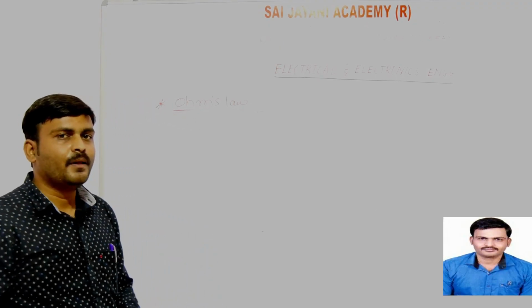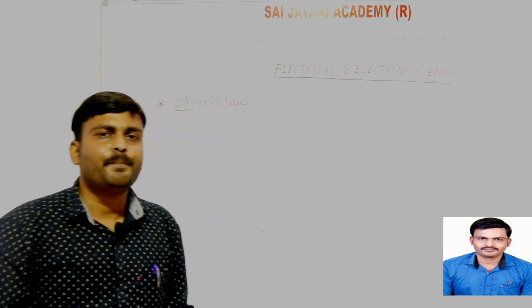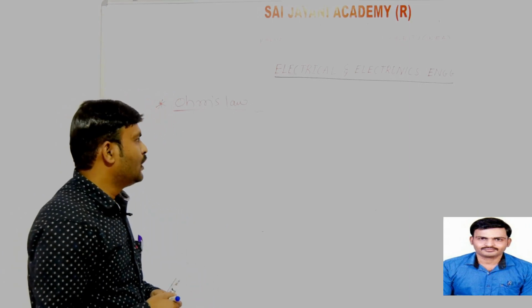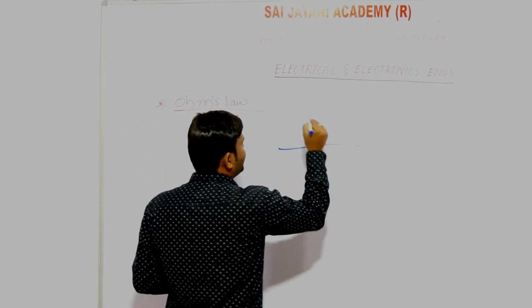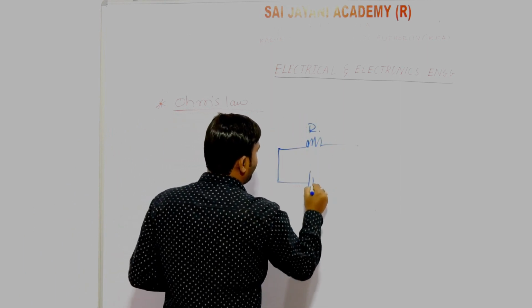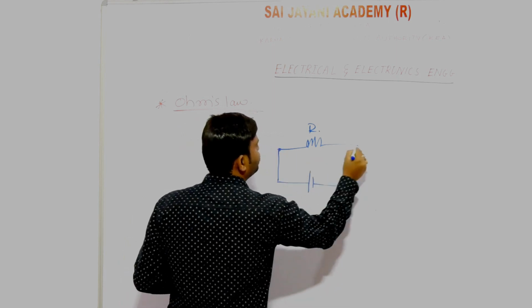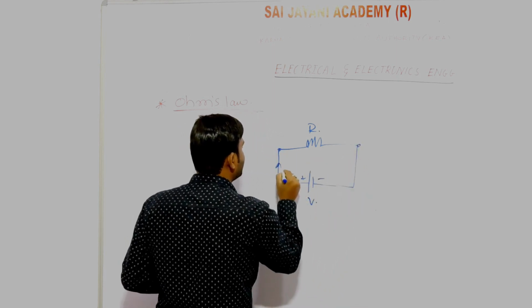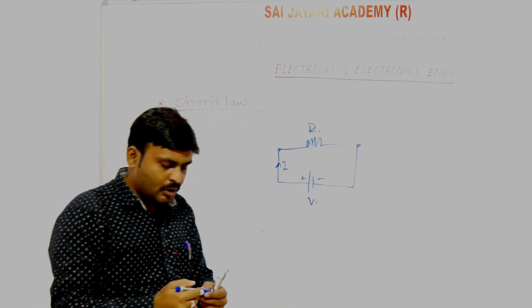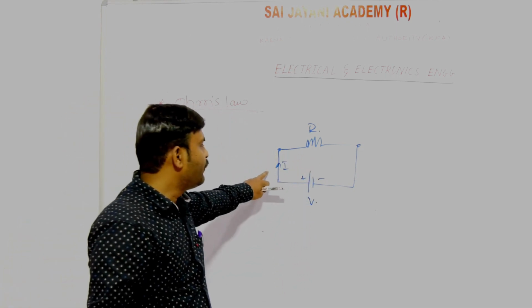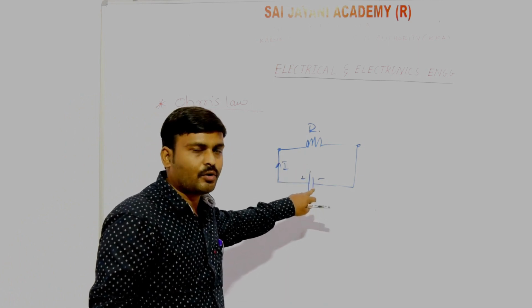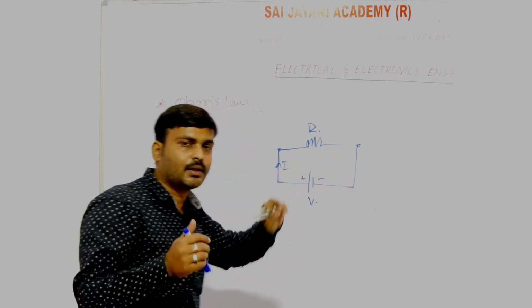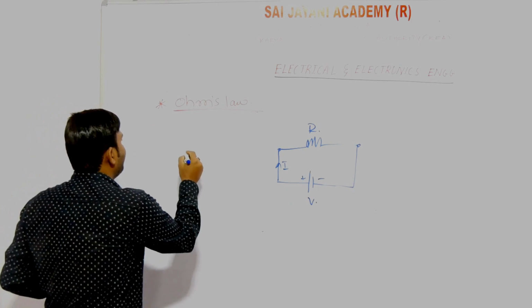So let us see Ohm's law. Ohm is a scientist who has given a relation between current, voltage and resistance. Consider a resistor of resistance R. This is a battery. This is the current flowing through the conductor. Ohm's law states that current flowing through a conductor is directly proportional to the potential difference or voltage which is applied across the conductor.